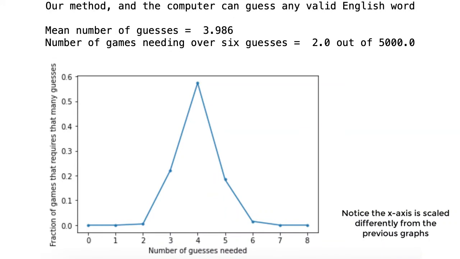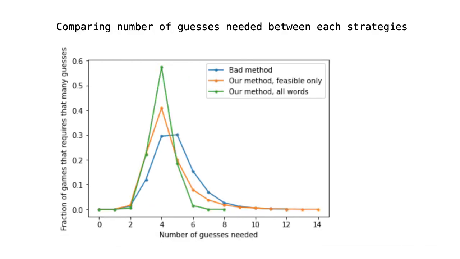What really is a massive improvement is our final tweak, which is we allow the computer to guess from any possible English word rather than restricting it to a single feasible set. And in that case, we only need an average of about 4 guesses in order to get to the correct answer. And in the 5,000 trials, it turns out it would only have lost 2 of the 5,000 games. Only 2 of those 5,000 games required more than 6 guesses to arrive at the correct answer. And that is truly impressive.